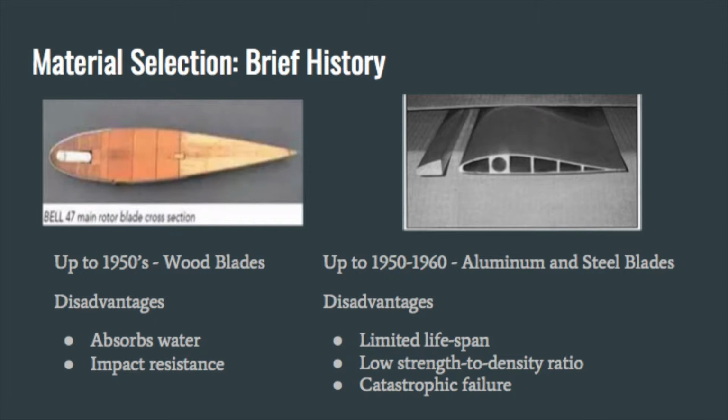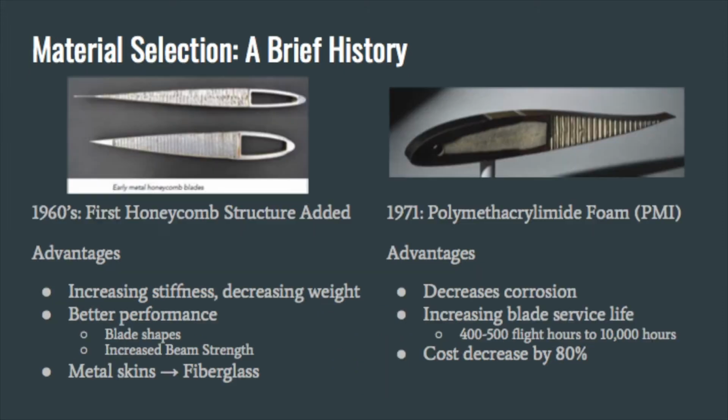In order to mitigate this, wood blades were replaced by steel and aluminum blades from the 1950s to 1960s. Although metal blades were easy to manufacture, they had a limited lifespan based on flight hours due to fatigue and repetitive loading, as well as a low strength-to-density ratio. Additionally, this material could experience catastrophic failure without warning if there was a crack.